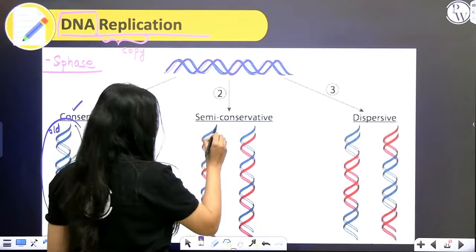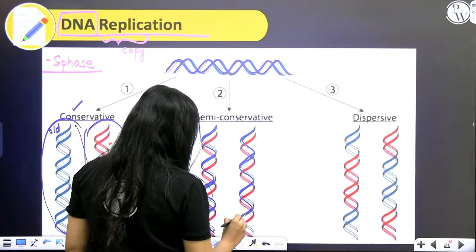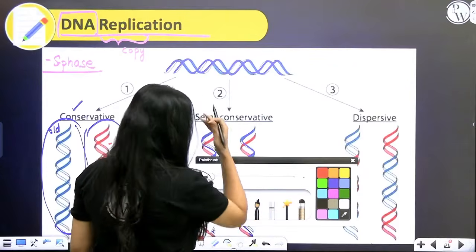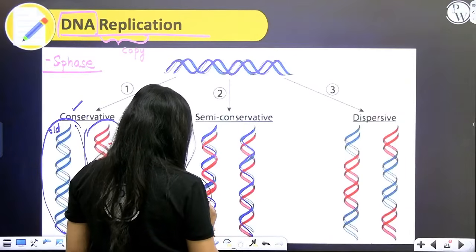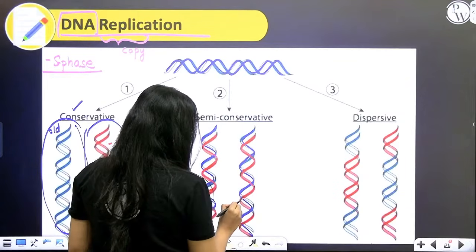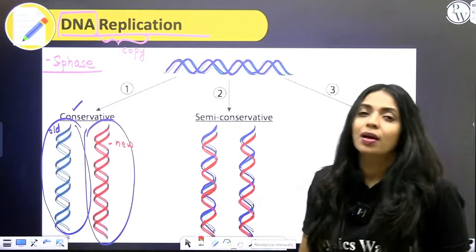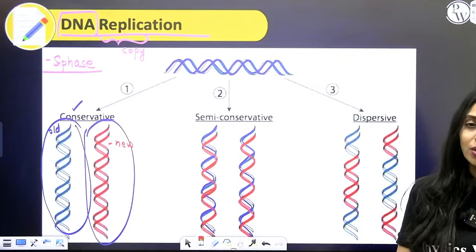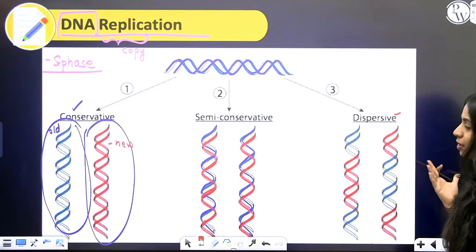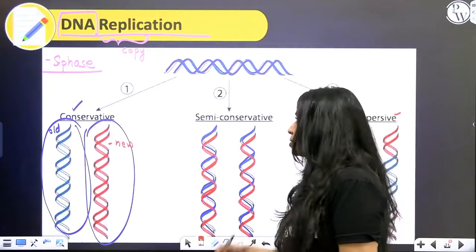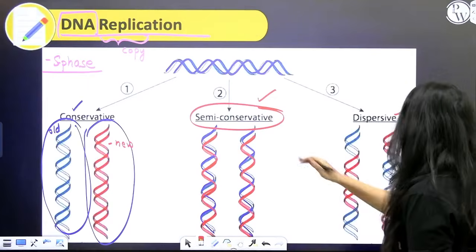According to semi-conservative, in both the DNA molecules that are formed, one strand will be parental, the other one will be newly synthesized. This is semi-conservative. One strand is conserved, one is newly synthesized. In dispersive, both the strands in both the DNA molecules will have a mixture of some old parts and some new parts. So people had different opinions about how replication takes place, but ultimately it was concluded that DNA replication happens semi-conservatively. So how exactly does that happen?